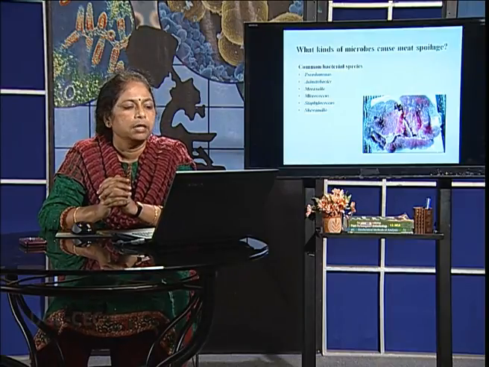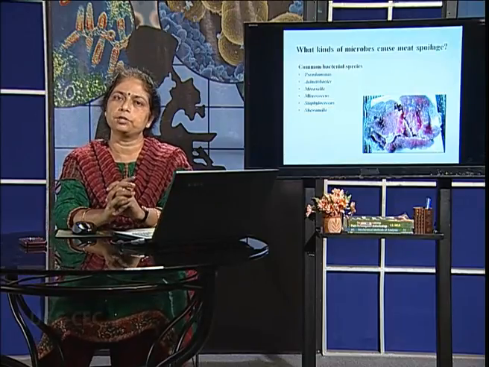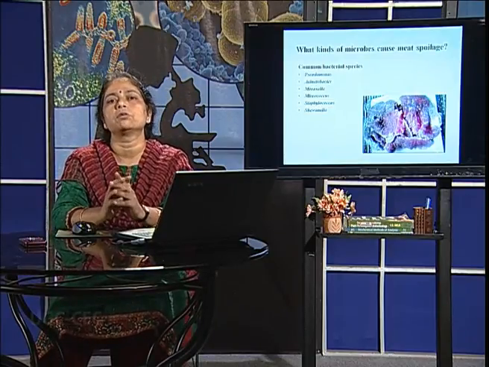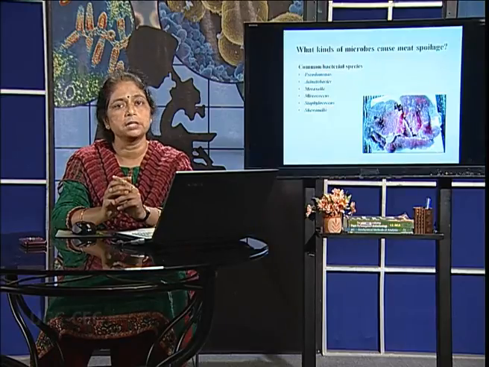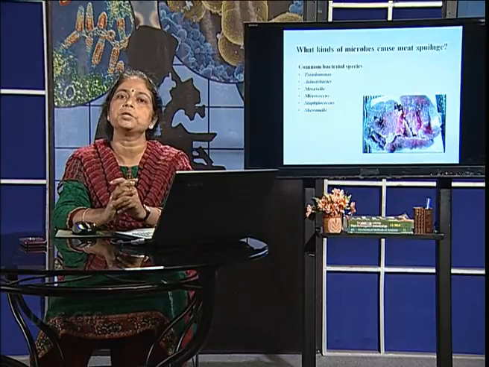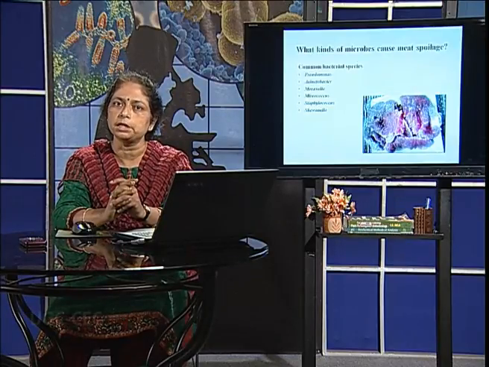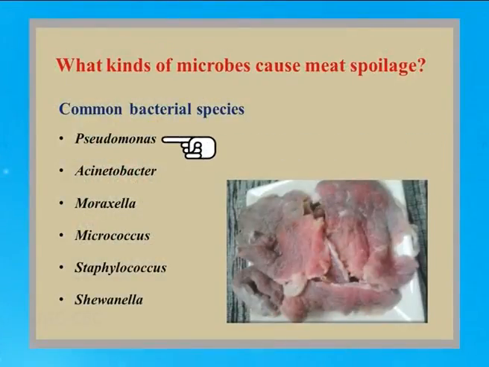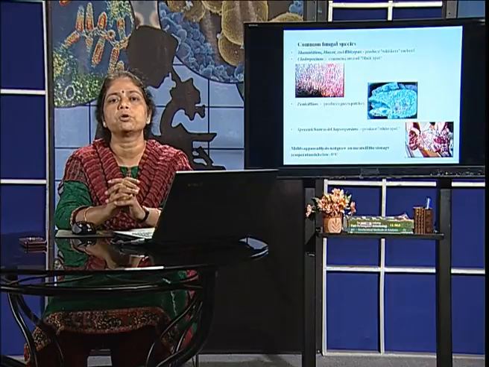Now, let us learn about the different kinds of microbes, or we say the microbiota, of the meat. If we go on to the spoilage of the meat, we find that numerous microorganisms are responsible for it. They may be bacteria, fungi, or yeast. Coming to the bacterial cells, the different species of bacteria that may spoil the meat can be species of Pseudomonas, Acinetobacter, Moraxella, Micrococcus, Staphylococcus or Shewanella, which give a bad odor and a bad color to the meat. In addition to bacteria, we have many species of fungi which affect the meat and therefore cause the spoilage of the meat.